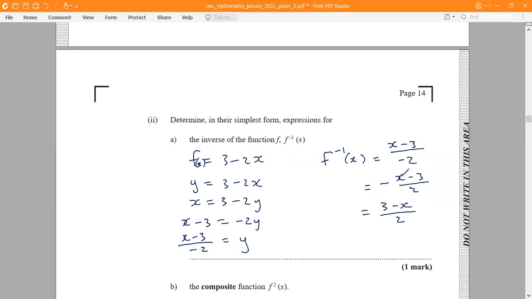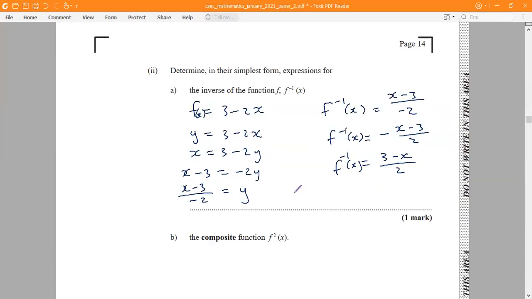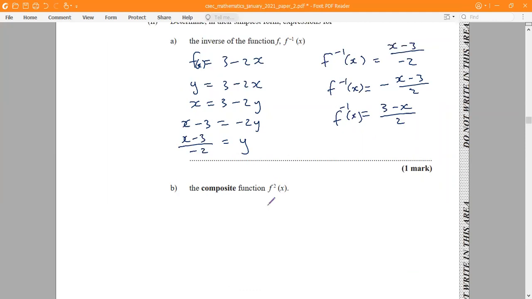Since minus x and minus -3 will give +3 and -x. All right, this is f inverse of x, which is equal to 3 subtract x, all over 2. So this is the answer for part A.